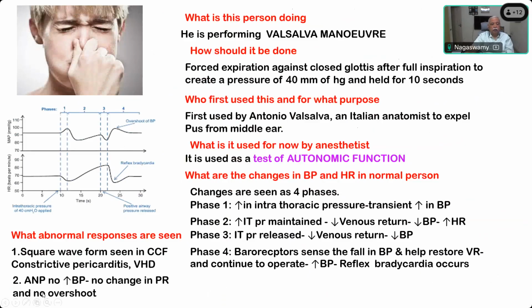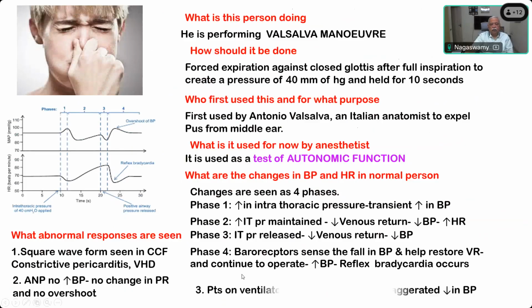And in autonomic neuropathy, there is no increase in BP. So diabetic patients, when you do this, there will be no first rise in BP because the baroreceptors are not sensing anything properly, and no change in pulse rate also, and there is no overshoot.